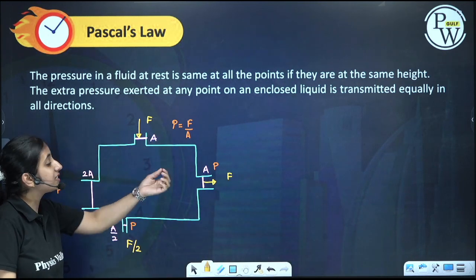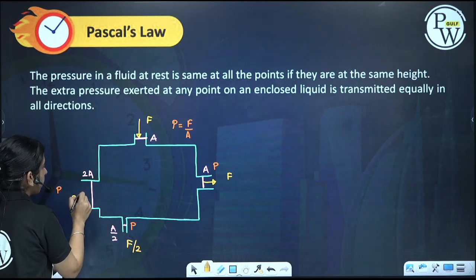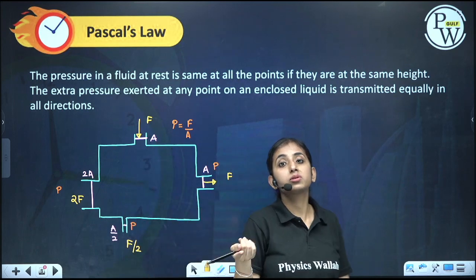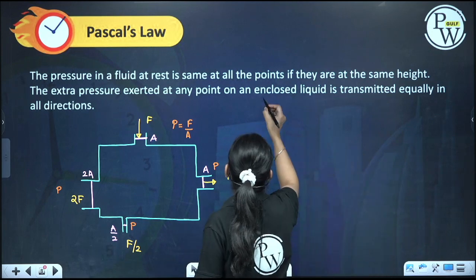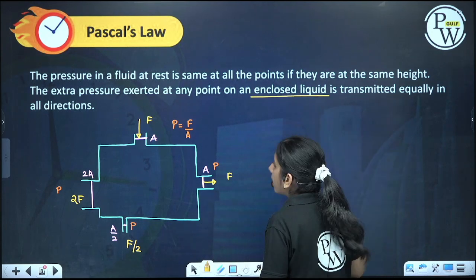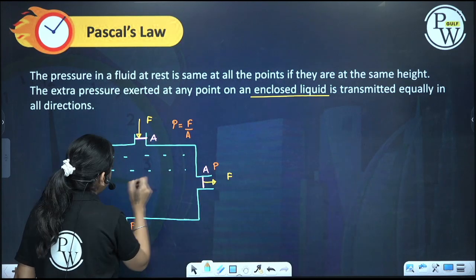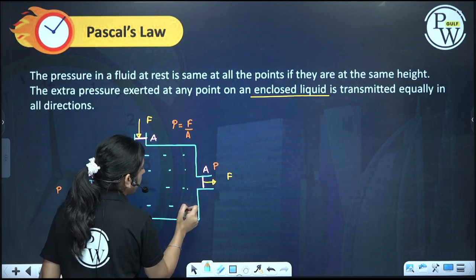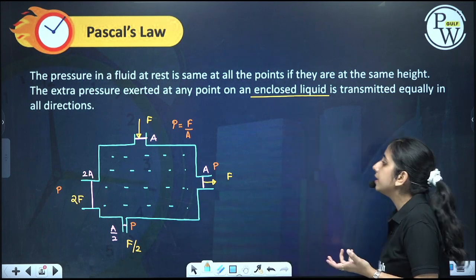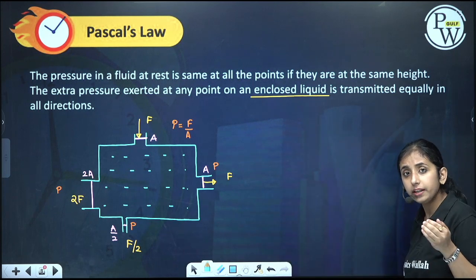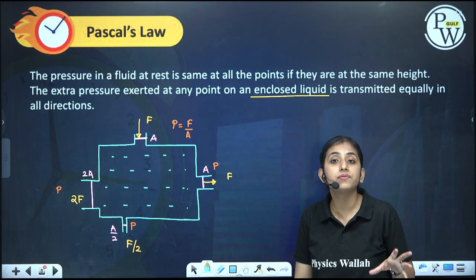The pressure is equally transmitted to every part of the fluid, and here the force will be 2F because the area is large. This is Pascal's law: the extra pressure exerted at any point on an enclosed liquid is transmitted equally in all directions. If we exert any extra pressure on any one point of the liquid, it is equally transmitted in all directions. It also says that pressure in a fluid at rest is the same at all points if they are at the same height.